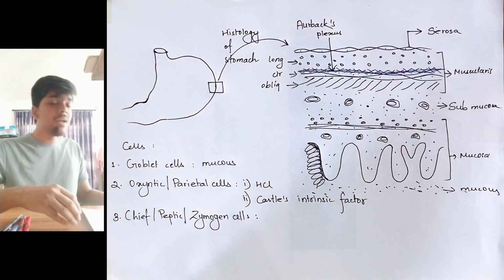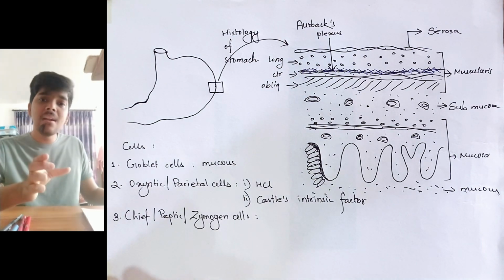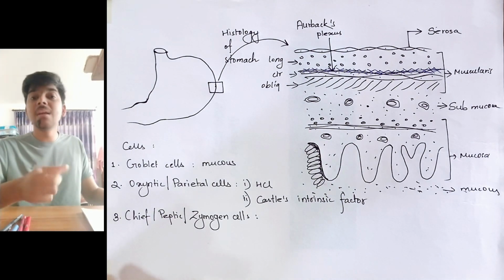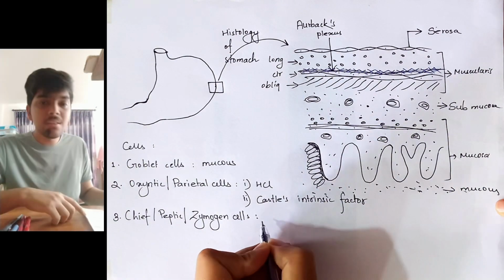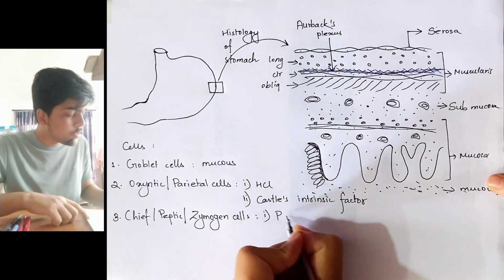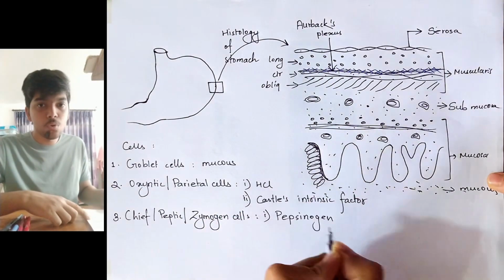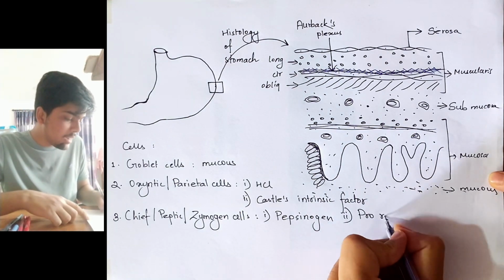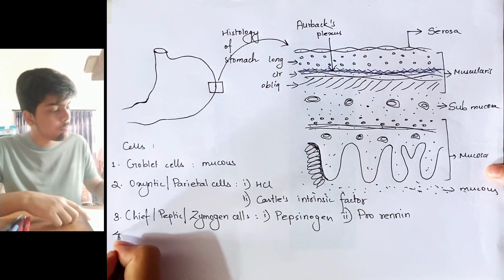You can determine whether the enzyme is inactive or not through the spelling. That is, if at the end there's 'ogen', like pepsinogen, then it's inactive. Or 'pro' at the beginning of the word, for example, prorenin, then it's inactive. So what are the inactive enzymes secreted by chief or peptic or zymogen cells? They are number one, pepsinogen, which gets activated by hydrochloric acid into pepsin and helps in digestion of protein. And secondly, prorenin, which is secreted in infants for the digestion of milk protein.